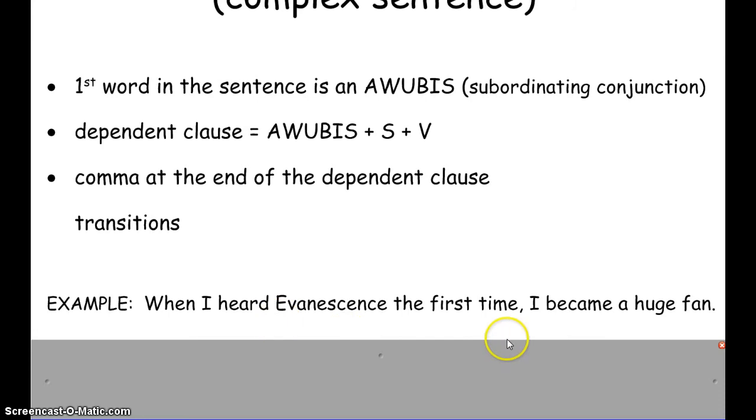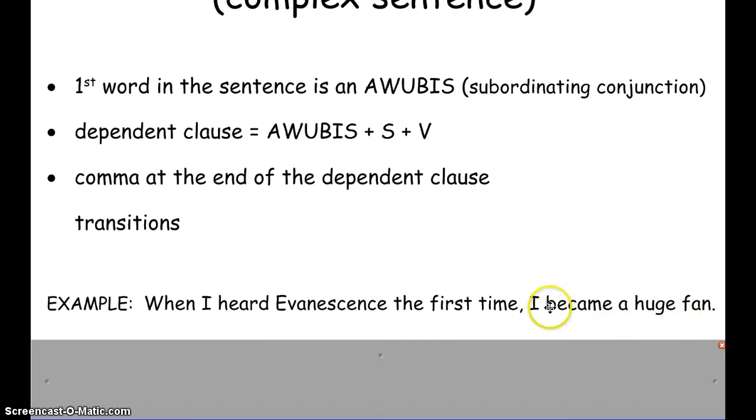When I heard Evanescence the first time, I became a huge fan. I see my awubis here as when. If I take it off, I have a complete sentence: I heard Evanescence for the first time. When I put that when at the beginning, it leaves my reader hanging. When I heard Evanescence the first time, then I want to think, well, what happened when you heard it the first time? I became a huge fan.